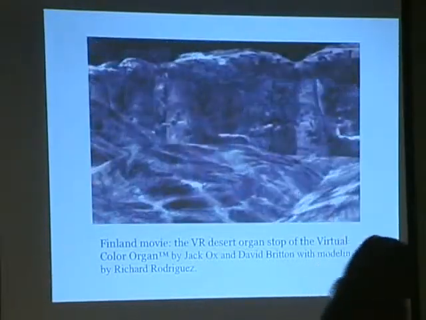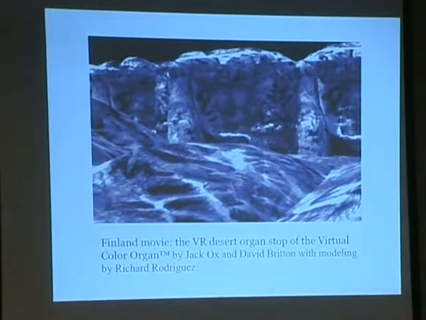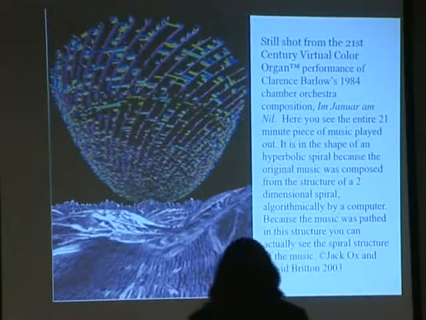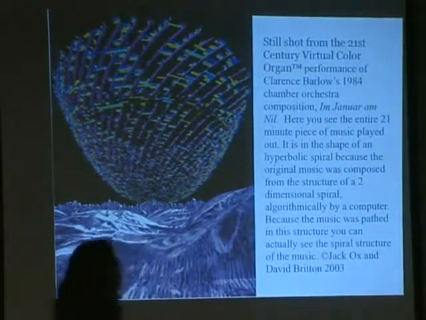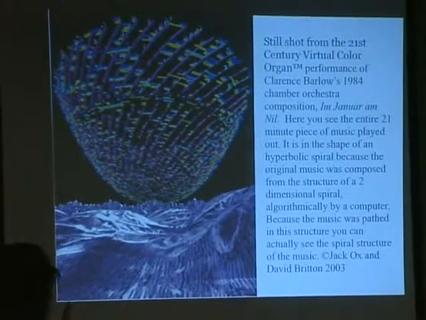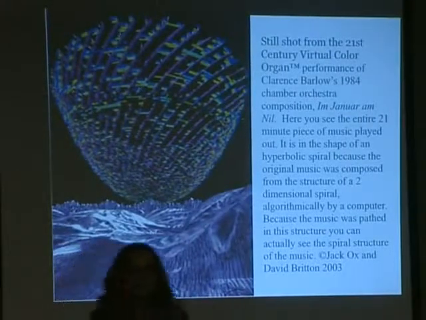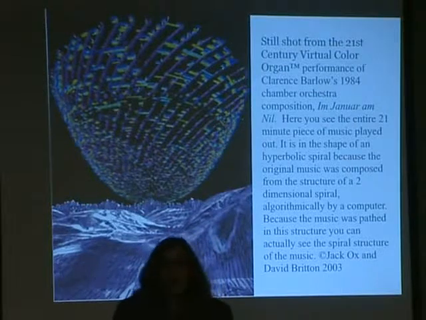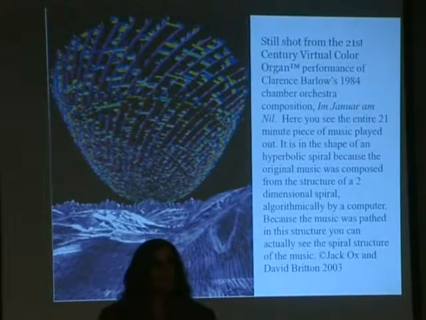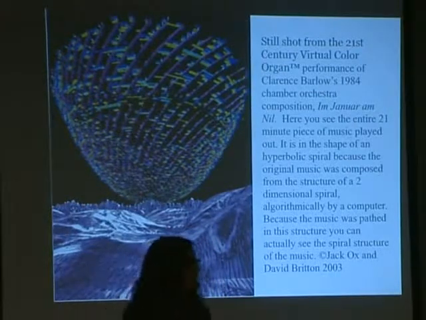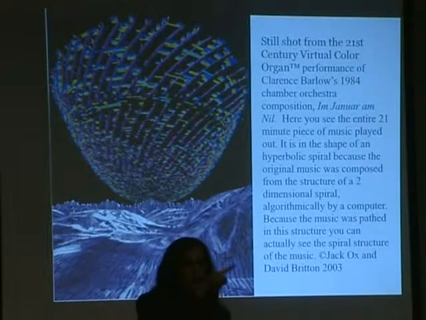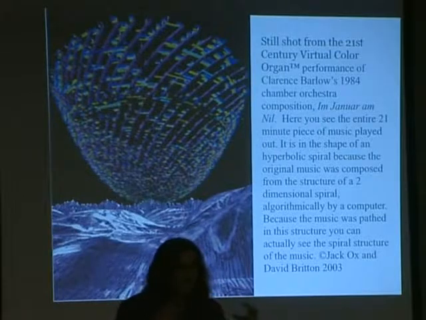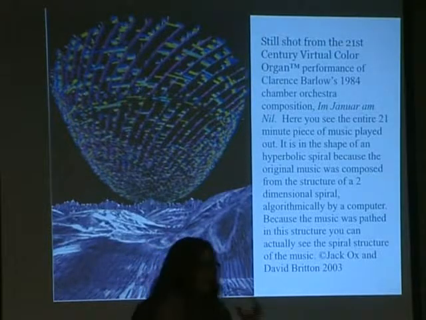His name is Clarence Barlow, and he's actually the first. That's a still shot of the music all played out, but I'll show you a little film with the music. Now, the reason this is going up into a parabolic spiral is that Barlow's music is algorithmically composed based on a two-dimensional spiral with arms coming out of it. So mathematically, the spiral is in the music, but you can't really hear it.